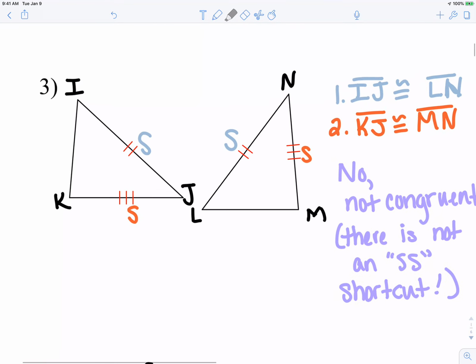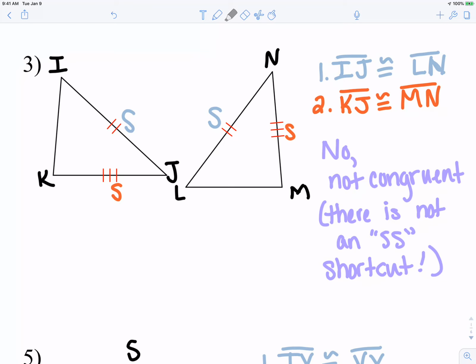Number 3. This is not congruent because all we have are two pairs of sides. There's not enough to say congruent.